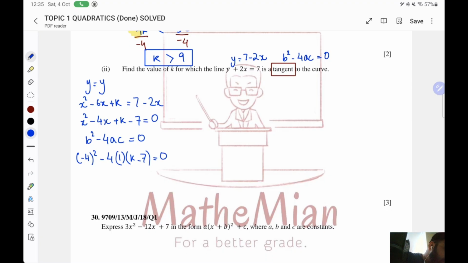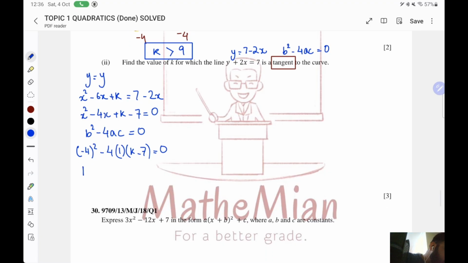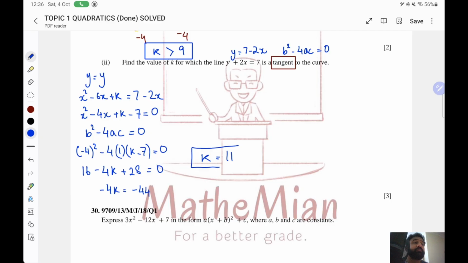It will become 16 minus 4k plus 28 equals 0. So it will be minus 4k equals minus 44, and the value for k will be positive 11. Yeah, makes sense to you?